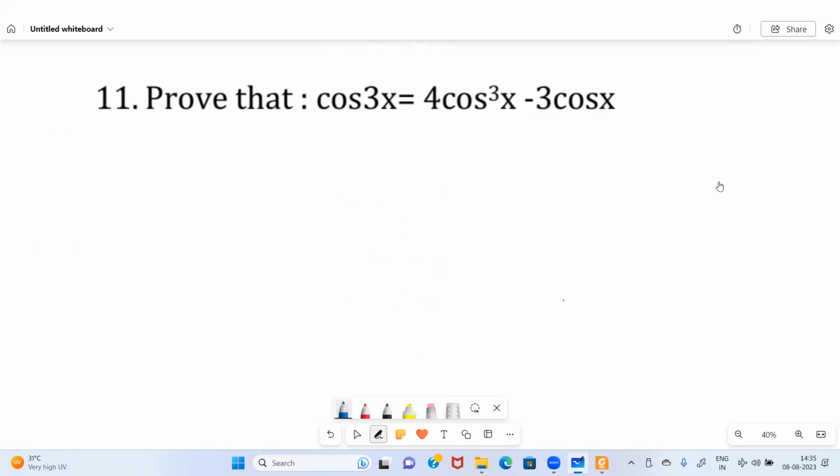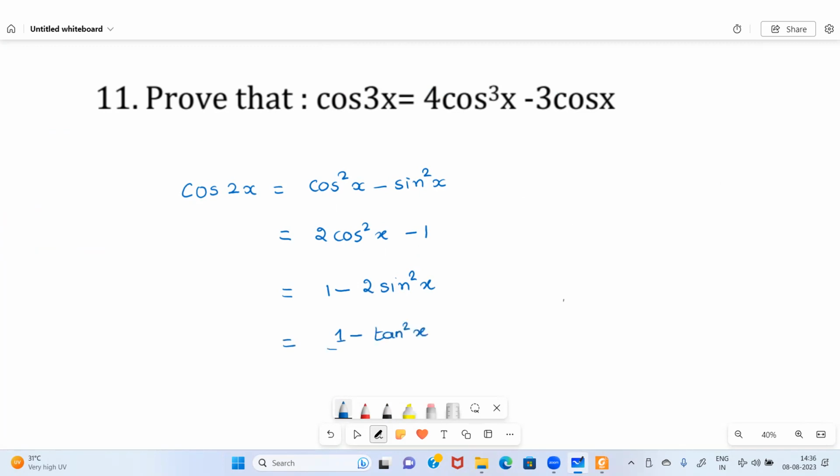Students, as a starting point, let's remember this result. We know that cos 2x can be written as cos squared x minus sin squared x, or we can write it as 2 cos square x minus 1, or we can write this as 1 minus 2 sin square x, or we could write this as 1 minus tan square x divided by 1 plus tan square x.